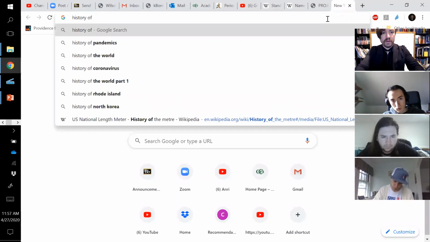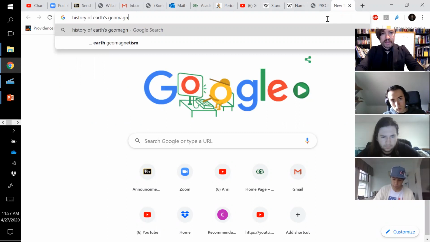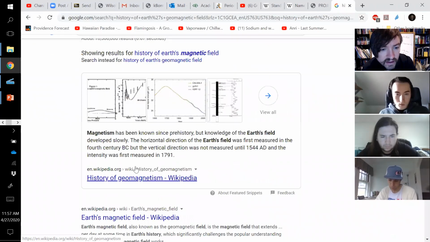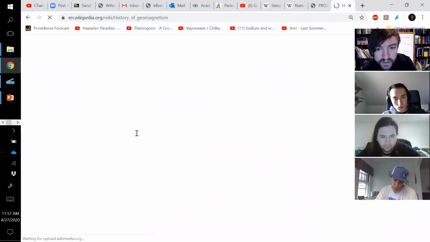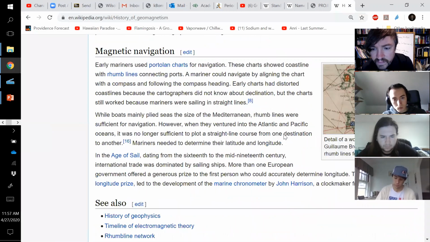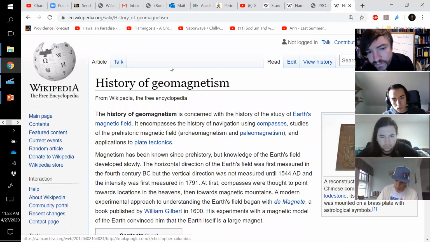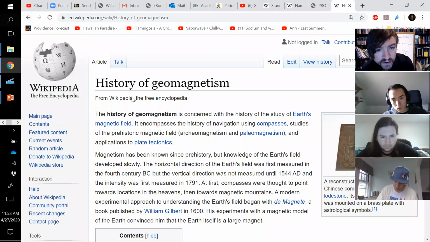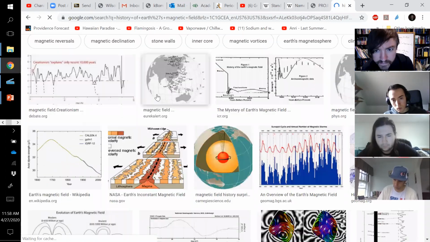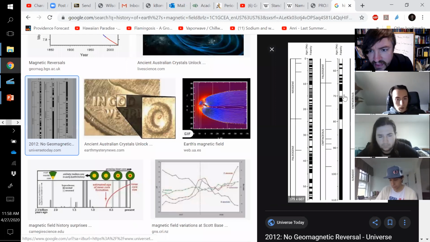History of Earth's geomagnetic field. I just want to show you a Wikipedia slide here that's pretty cool. Let's see if I can find this. It's a graph of the number of flips of the Earth's dipole. Let me just go to images here. It looks something like this.